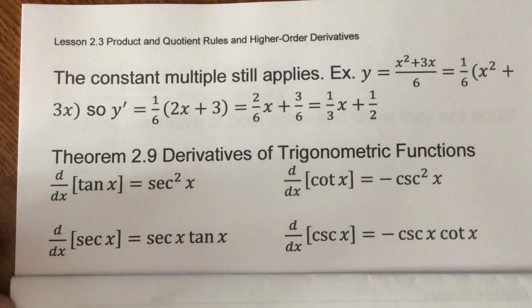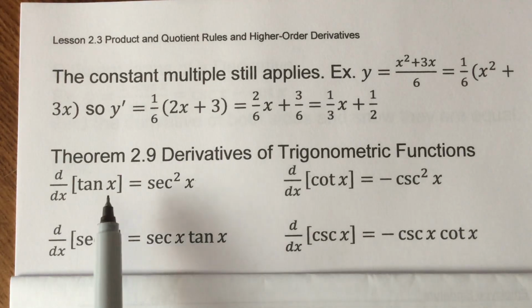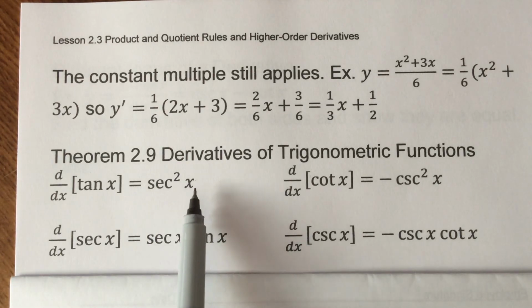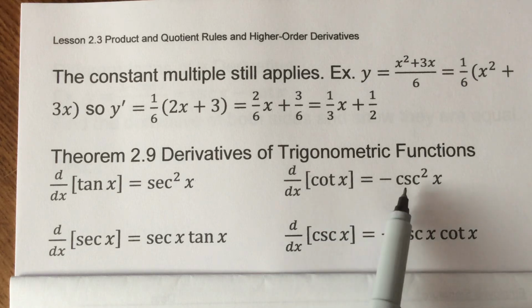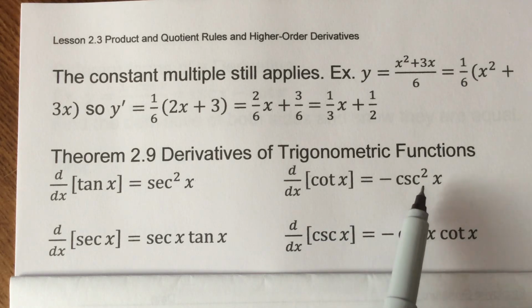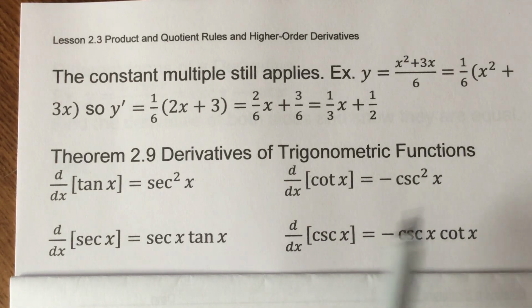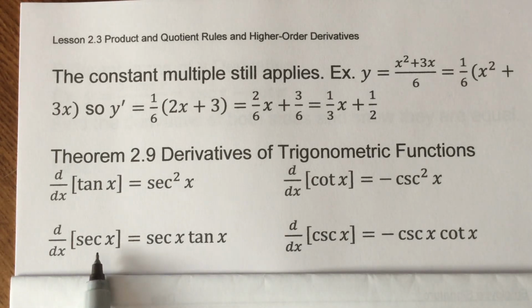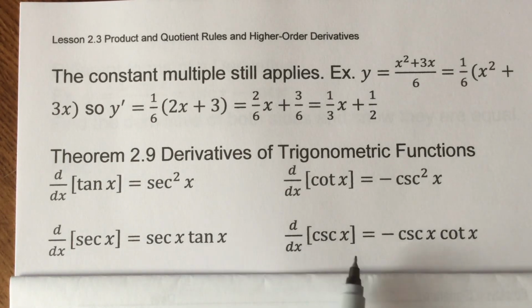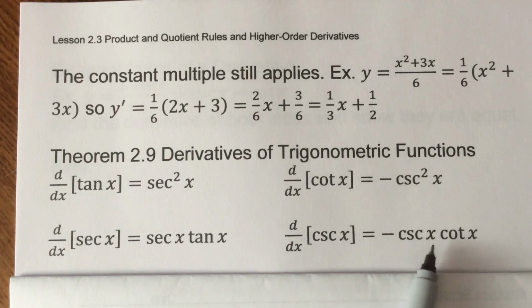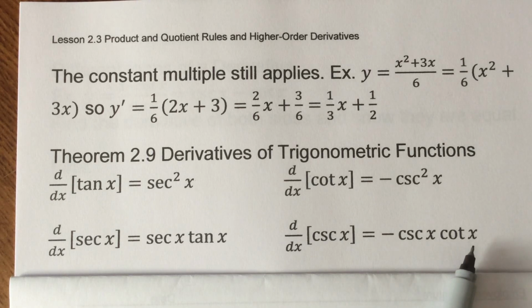Now, as far as the other trig functions go, derivative of tangent goes to secant squared. Cotangent goes to a negative cosecant squared. Secant goes to secant x tangent x. Cosecant goes to a negative cosecant x cotangent x.